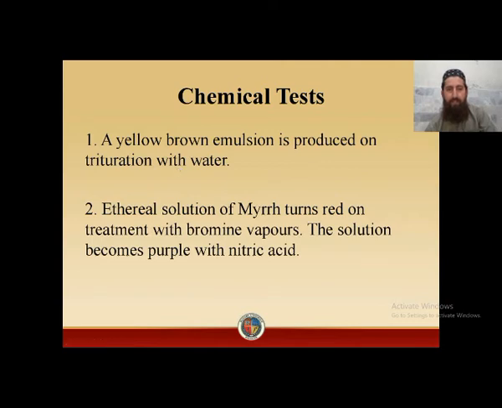Chemical tests for the identification of myrrh are: a yellow-brown emulsion is produced on trituration with water. Whenever we triturate it with water, a yellow-brown emulsion will be produced. And the second identification test is that an ethereal solution of myrrh turns red on treatment with bromine vapors. And if this solution is treated with nitric acid, the color is purple. These are the identification tests for the presence of myrrh.